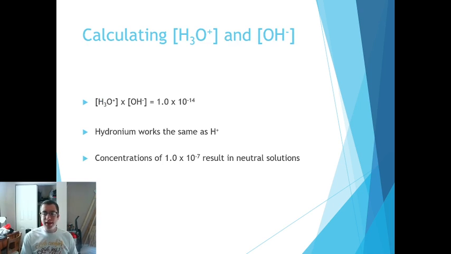Alright, and then the last one, for calculating our hydronium and hydroxide concentrations. This last little equation, and this one will be given to you on the quiz and the test, is H3O plus concentration times the OH minus concentration is going to equal 1 times 10 to the minus 14th. And this is always true. So depending on how you look at it, you've got 3 to 6 different equations that you'll need to use.